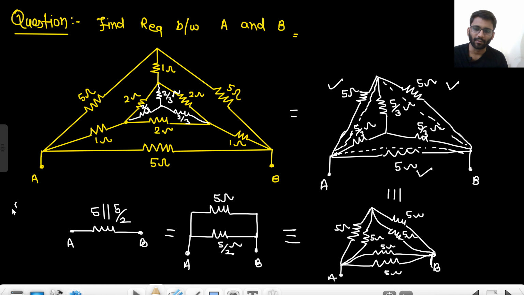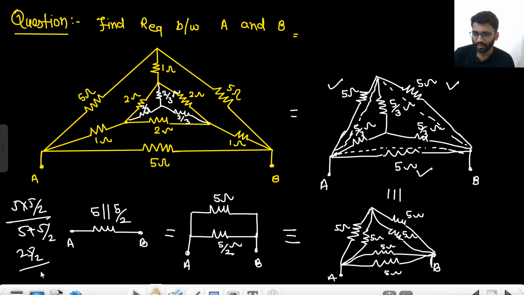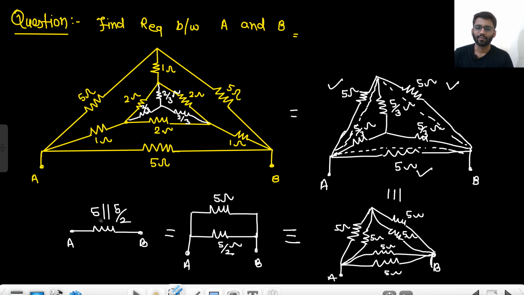So 5 parallel 5 by 2, that is 5 into 5 by 2 upon 5 plus 5 by 2, right? So what will be the answer? 25 by 2 upon 15 by 2. So it would be 5 by 3. So 5 by 3 ohm will be the answer, right? So solving it, we get 5 by 3 ohm.